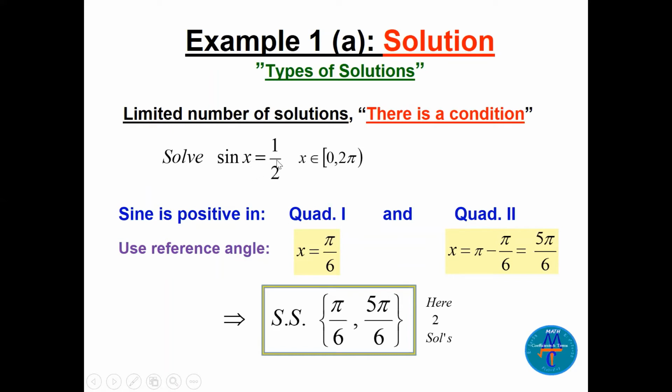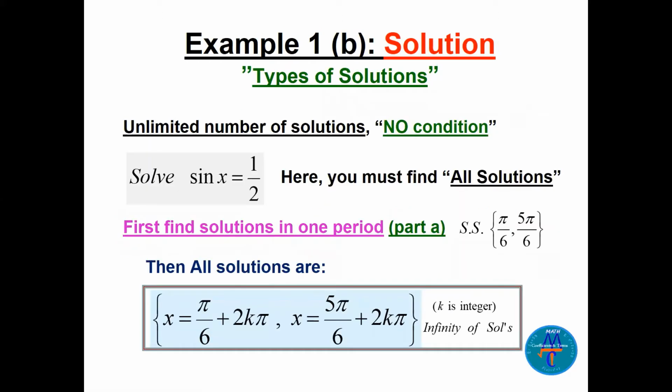We have the question, sine of x is equal to half. We say sine is positive because half means plus half. The angles are in quadrant 1 and in quadrant 2, where sine is positive. Use the reference angle. Look at the value here, half. So x will be pi over 6. That's in quadrant 1. In quadrant 2, if we know the reference, it will be pi minus pi over 6, which is 5 pi over 6. So the solution set for this equation with this condition is two solutions, pi over 6 and 5 pi over 6.